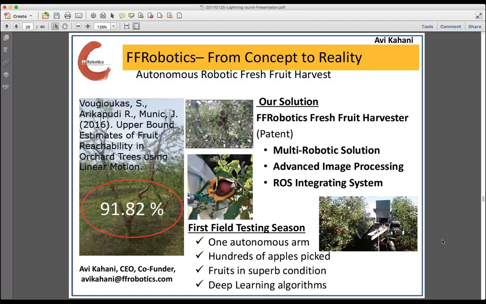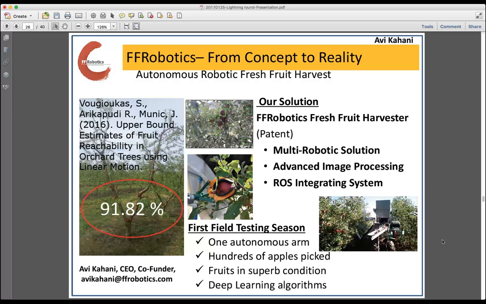Avi Kani, Tel Aviv, Israel, 10:30 p.m. We are developing a robotic system for harvesting of fresh fruit. It's based on a linear motion of the robots, and it's mounted to a harvesting system currently available in the market.